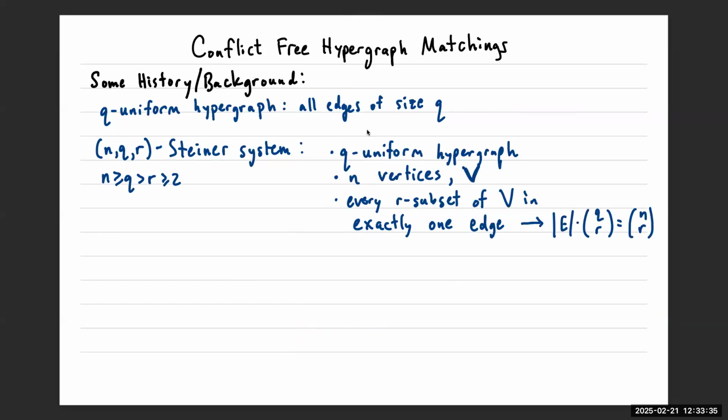Now, we'll get to this detour about conflict-free hypergraph matchings. What is this? A q-uniform hypergraph. Does everyone know what a hypergraph is? You have a vertex set and then you've got edges, but usually in a graph edges have size 2, and now they can have size q. So it's a bunch of blobs around q-sized vertex sets. Those are your edges now. That's what a hypergraph is. A hypergraph is q-uniform if all the edges have size q.